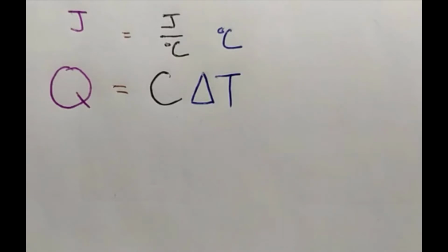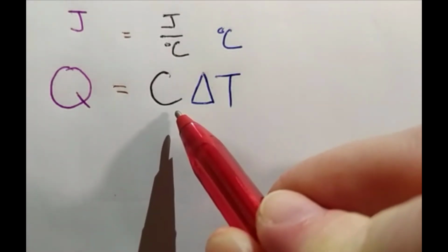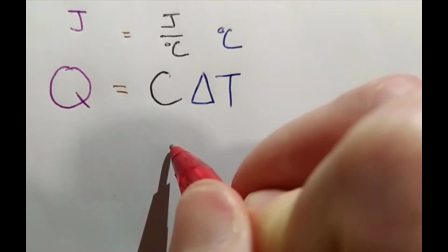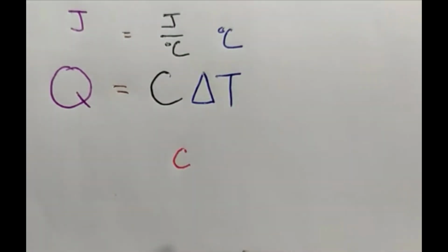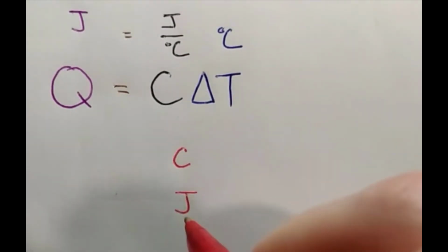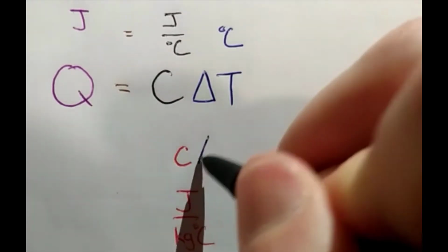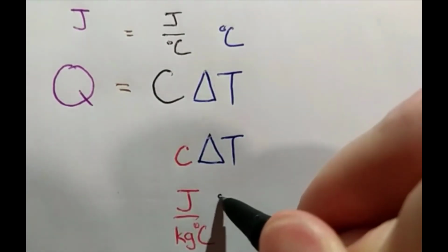Heat capacity is denoted by capital C, and specific heat capacity is denoted by lowercase c. In order to differentiate the two, I'll write specific heat capacity in red. The units for specific heat capacity are joules per kilogram degree Celsius. Now, much of the formula is the same. Delta T in degrees Celsius remains the same.